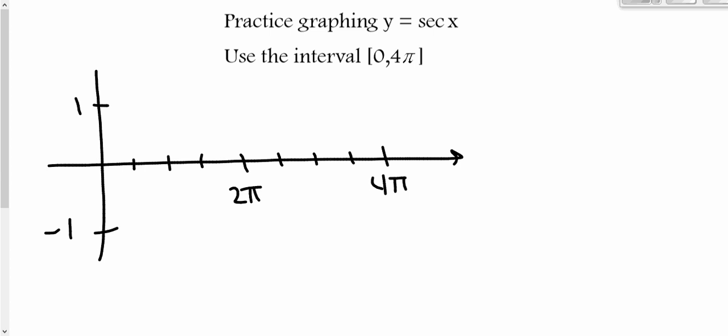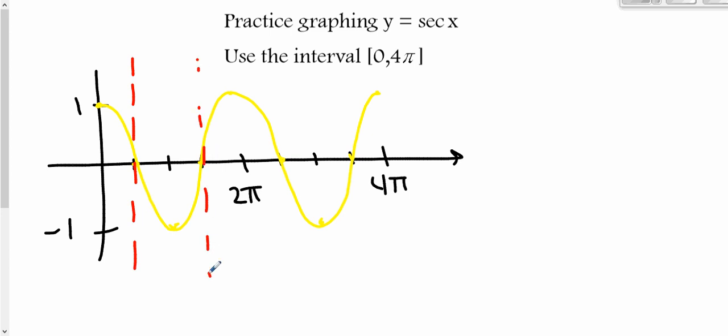Picture your cosine graph. Remember, cosine starts at the top. So top, middle, bottom, middle, top, middle, bottom, middle, top. Connect that and you get your cosine graph. Then for secant, everywhere cosine is 0, you have a vertical asymptote. Everywhere cosine is 1, you have a 1.